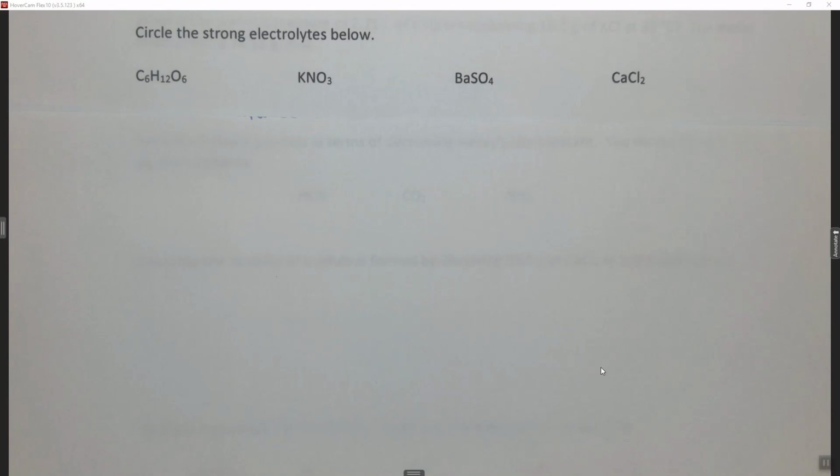All right, this question says, circle the strong electrolytes below. If you haven't already watched the previous question, I would start with that. So strong electrolytes are going to be ionic compounds which dissolve in water, not in metal. So they're going to be ionic compounds which dissolve in water.